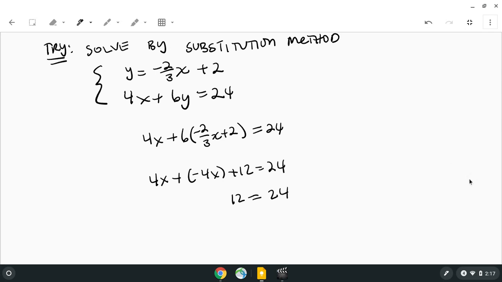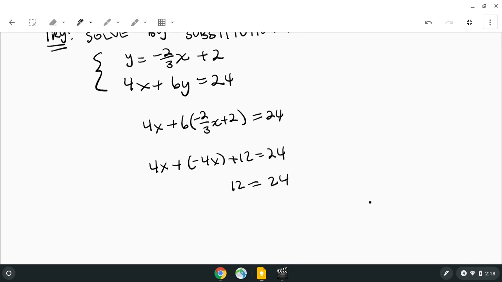Hopefully you're going, no, it doesn't. 12 does not equal 24. Okay, so here, when something weird like this happens, your variables just cancel out. They disappear. And then you're left with 2 numbers. If you end up with 2 numbers that are not equal, like 12 and 24, then you have no solution here, because 12 does not equal 24. So we have no solution.